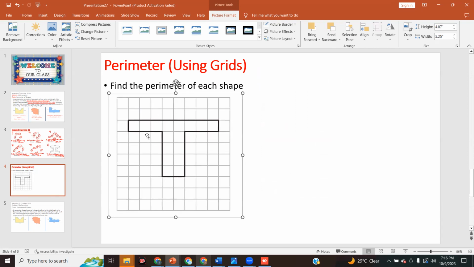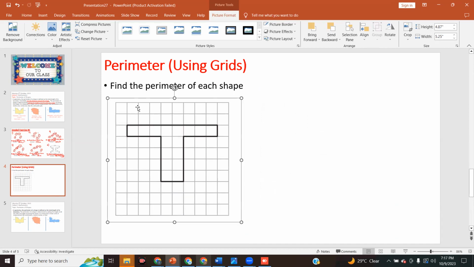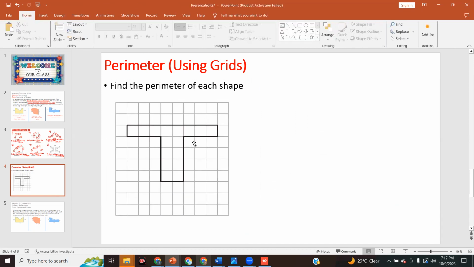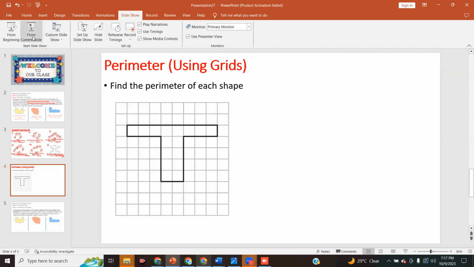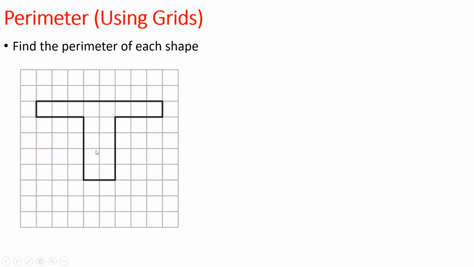But I want you to tell me in the chat, what is the perimeter of this T-looking shape? We had something just like this in the aptitude test, and a lot of you got it wrong. But it's very easy, so I'm giving it to you now. Put your answer inside the chat for me, please. What is the perimeter of this shape?